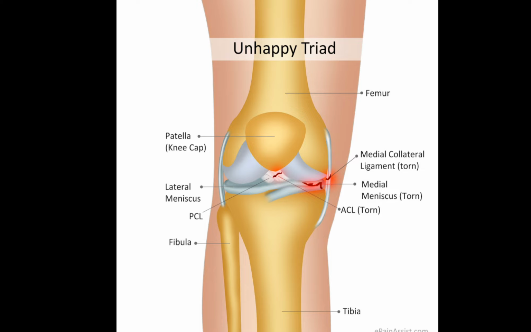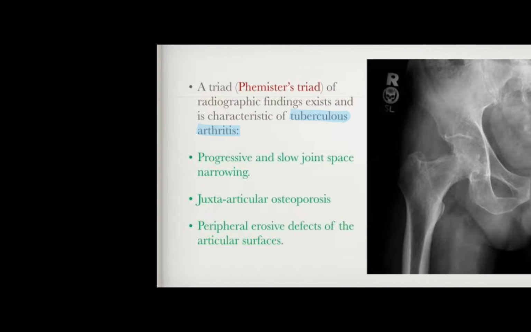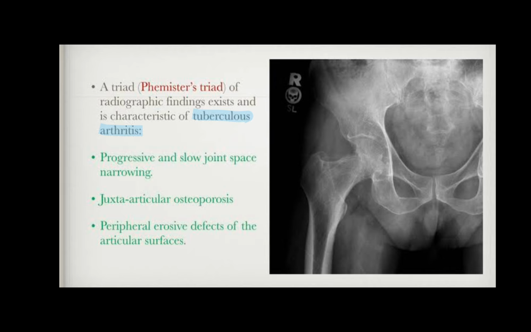This is another image. It is also showing the similar thing. The ACL is torn and the medial collateral and the medial meniscus are torn. Then next, we have done the unhappy triad.